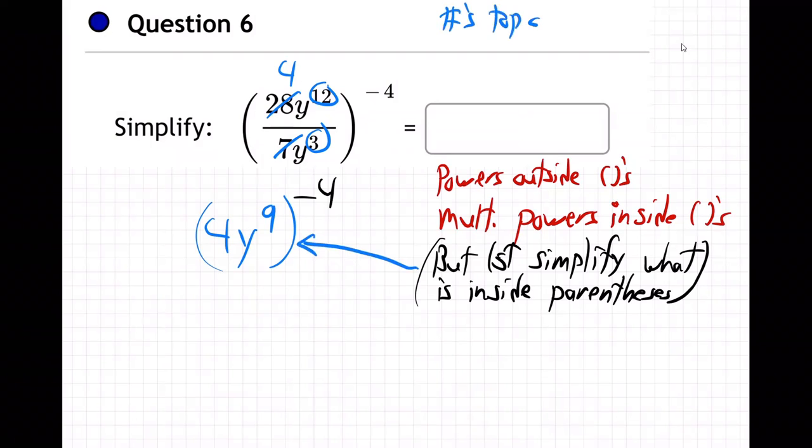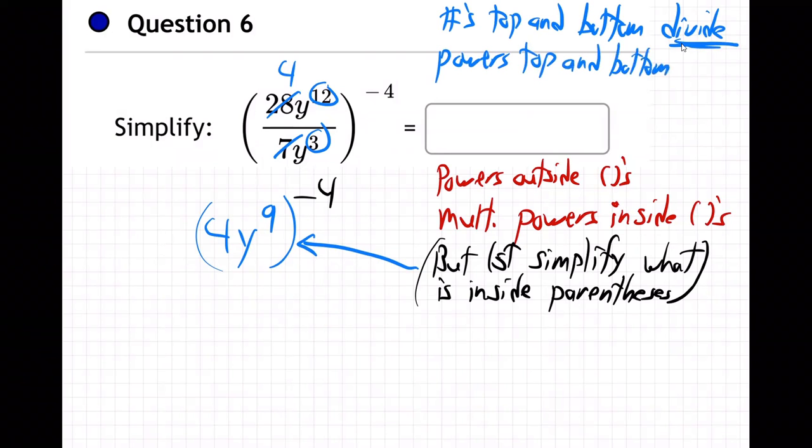Numbers, top and bottom, divide. And the powers, top and bottom, subtract, right? So the 12 minus 3 made 9. And the 7 goes into 28 4 times. So powers subtract, out front numbers divide, powers subtract. Okay, now we're going to take the powers outside parentheses and multiply powers inside.